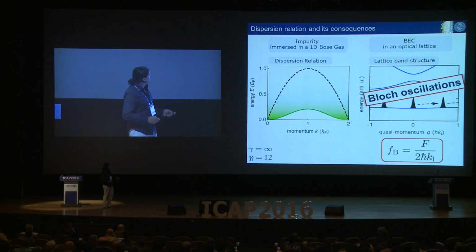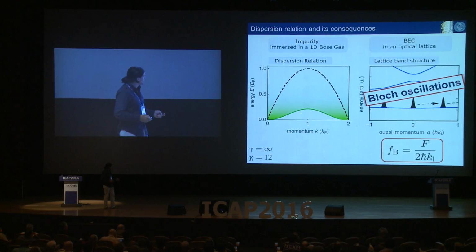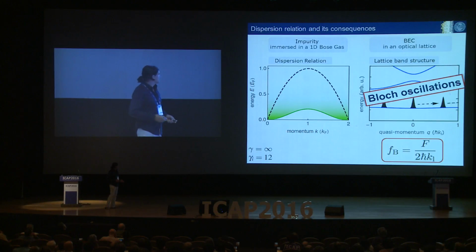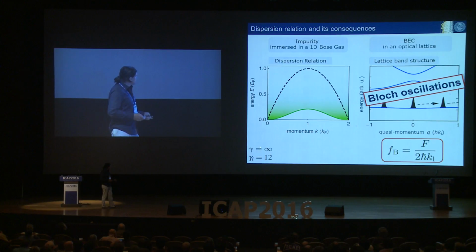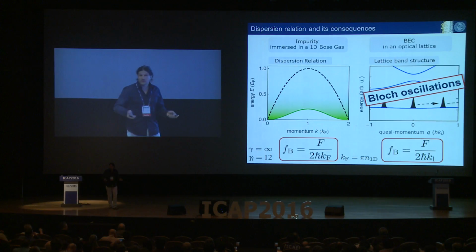So the question is, how does it look for the 1D gas? I showed you this kind of Lieb 2 branch here, and it turns out that when you inject an impurity into such a system, you also get a periodic dispersion relation. It looks like this. And the green shading is that you do not follow strictly this branch, but you can incite phonons in the system. So this is a plot where the background is infinitely strongly interacting, and where the interaction with the impurity is at some finite value. One can then write down a Bloch frequency. It's just the force that you apply divided by the Fermi wave vector.